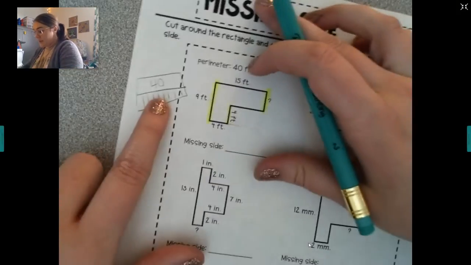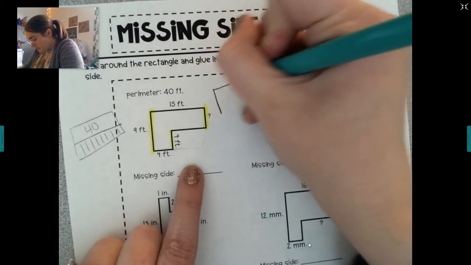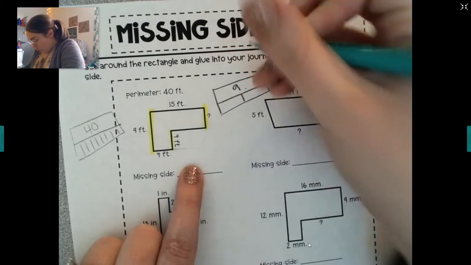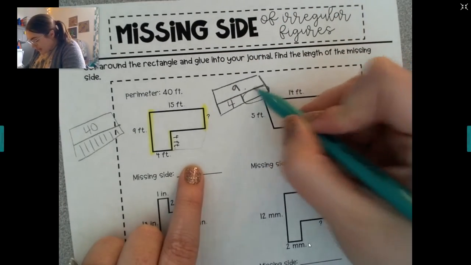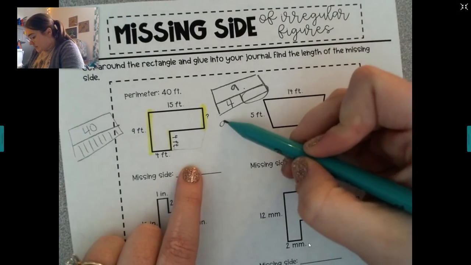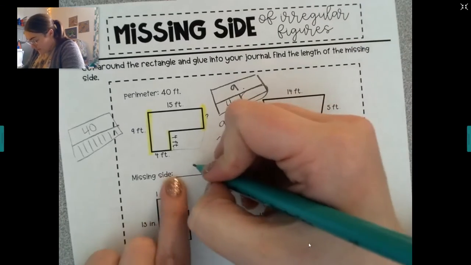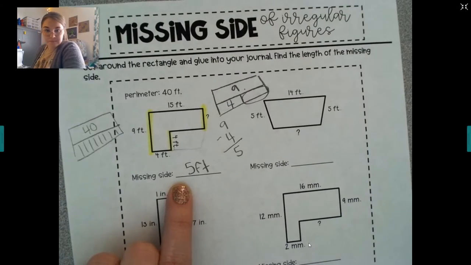So instead of giving the perimeter, my whole would be 9. One side is 4, and I've got to figure out what that other side is. So all I would do is take 9 minus 4, and that would give me 5. So my missing side is 5 feet.